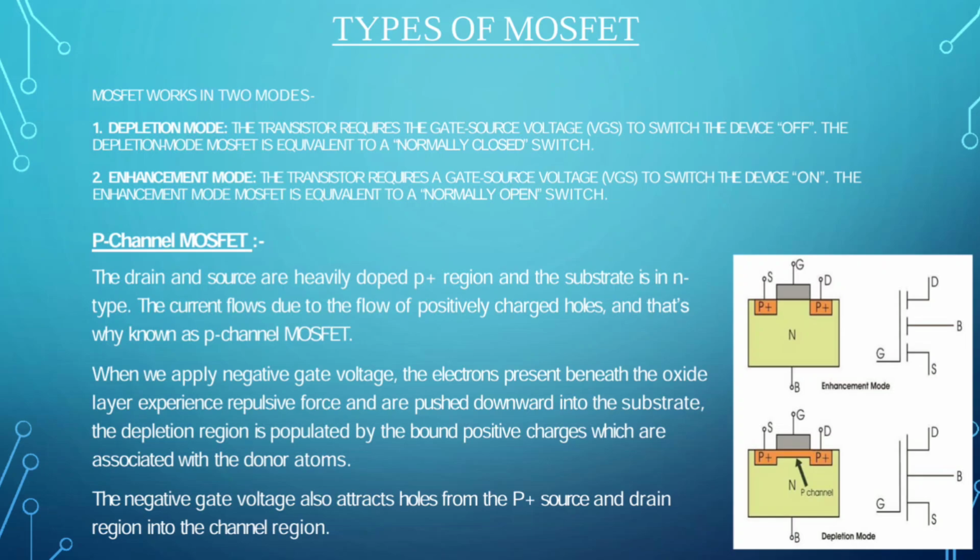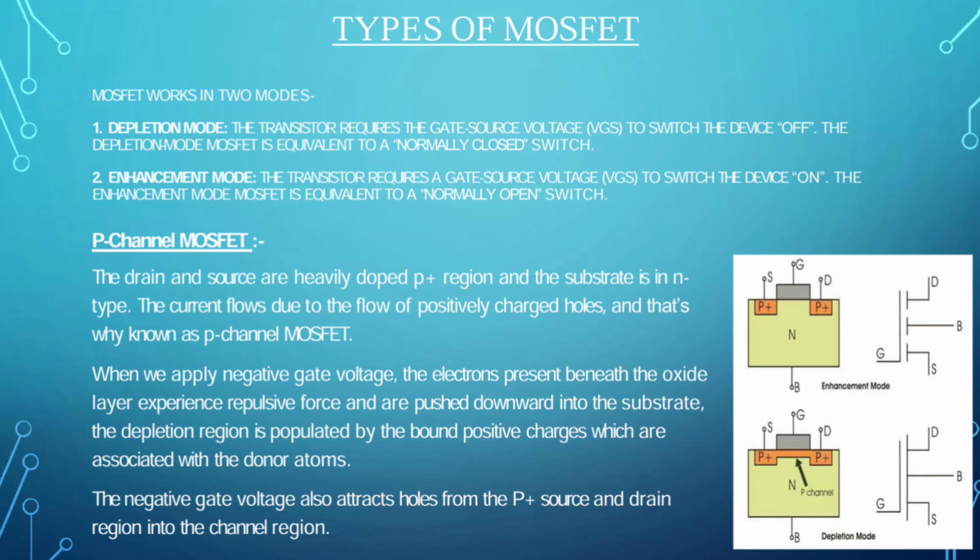Next we have the types. MOSFET works in 2 modes. One is depletion mode and another is enhancement mode. The depletion mode is basically equivalent to a normally closed switch. This occurs when the transistor requires the gate source voltage to switch the device off. And the enhancement mode is equivalent to a normally open switch. This occurs when the transistor requires a gate source voltage to switch the device on. So, there are 2 types of MOSFET, P-channel MOSFET and N-channel MOSFET.